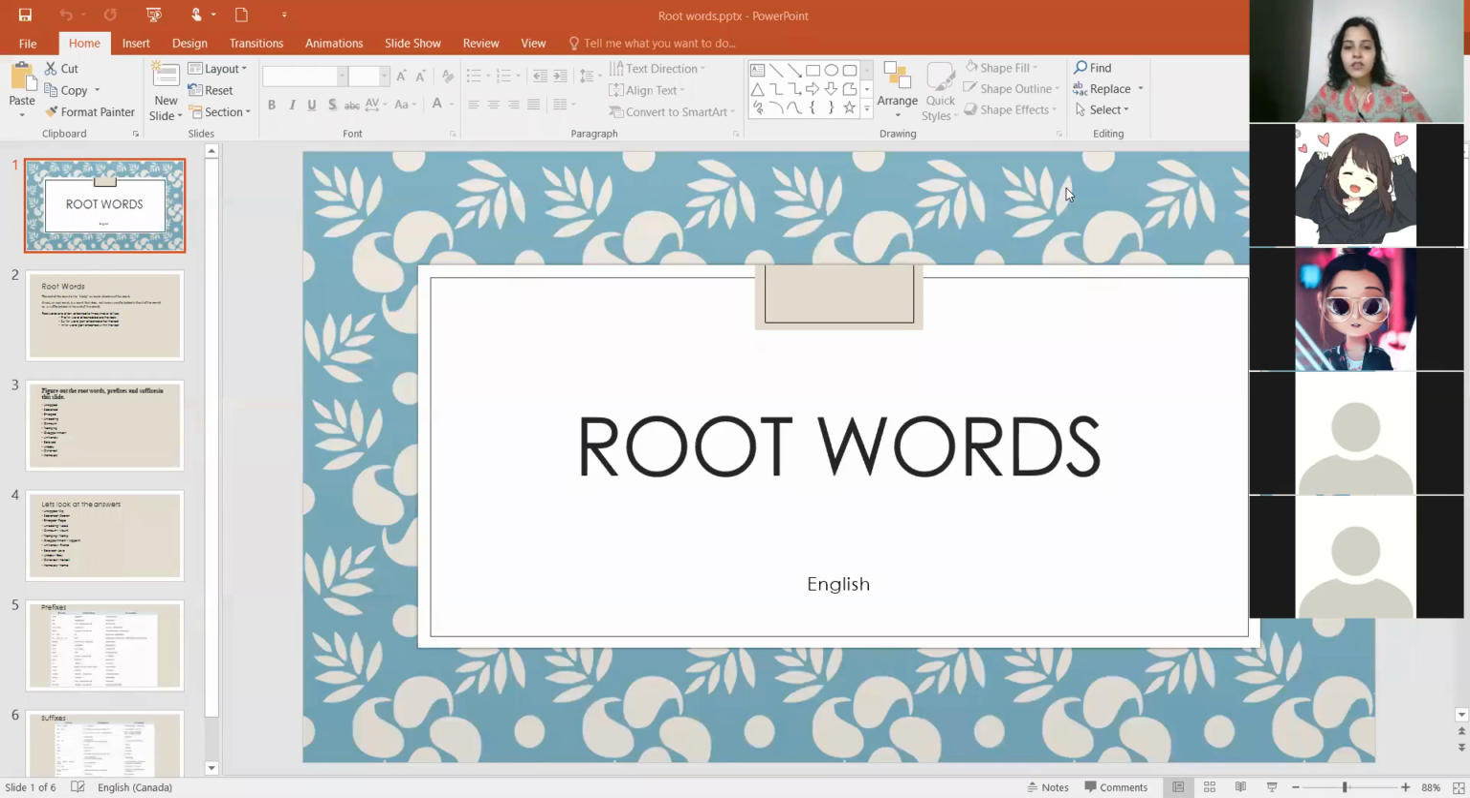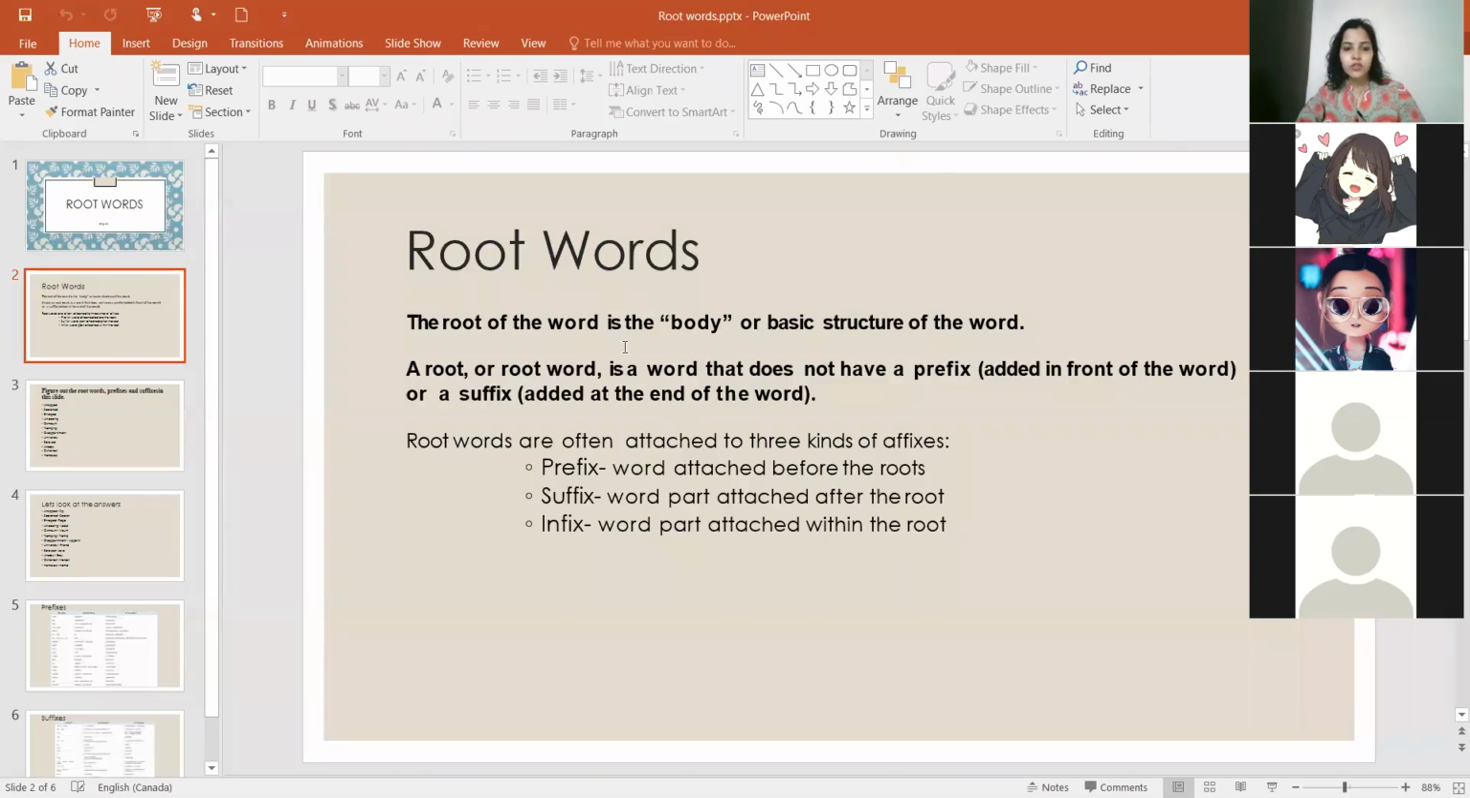So in these words, the words which we are adding to the front are referred to as prefix. The words which we might add at the back, they are suffix. And the word which is the basic word is the root word, right? So let's move to the next slide. So the root word is the body or the basic structure of the word, and it is a word which does not have a prefix, any word added to the front or any word added at the back, right?